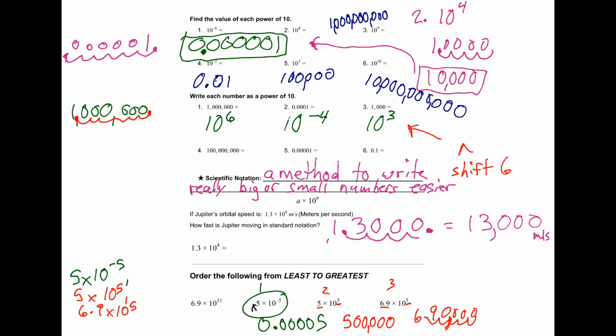And then that leaves us with just one left. This one's going to be the biggest. It's got the biggest exponent. So 6.9 times 10 to the 11th is going to be the greatest one.